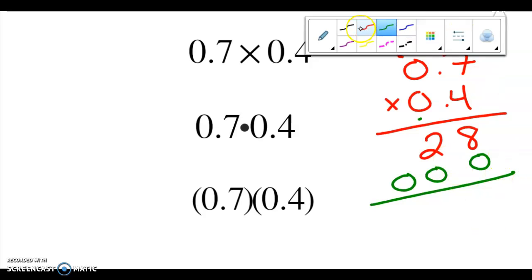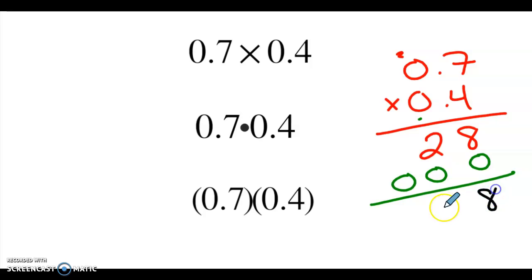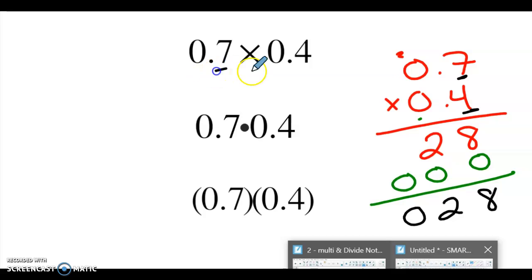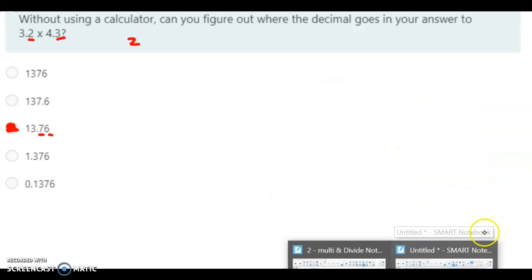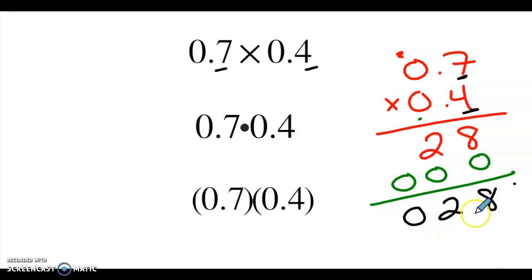So when we go to add it, we're going to get 8, 2. I can bring the 0 down. Now, where does your decimal go? I have 1, 2 places behind the decimals, right? Look, 1, 2. That means I'm going to have 2 places behind the decimal. If I go here, it's only 1 place. Here is 2 places. 1, 2. So your answer is 28 hundredths.